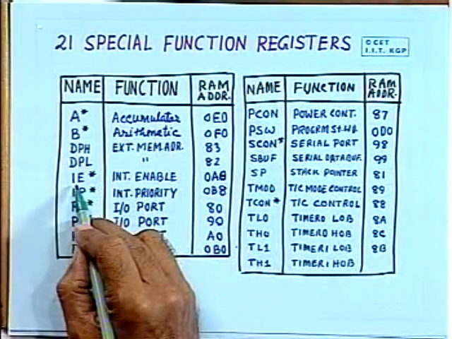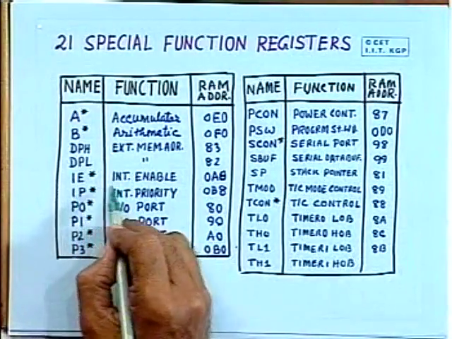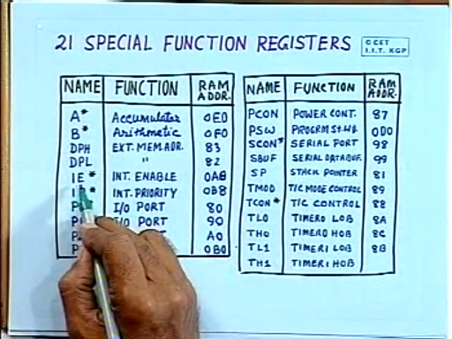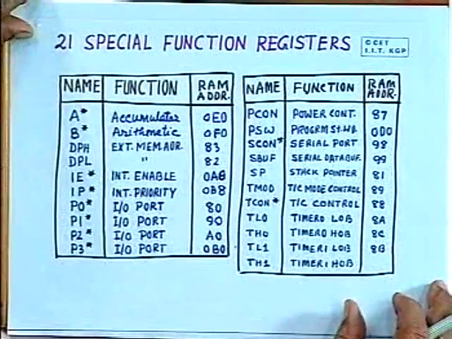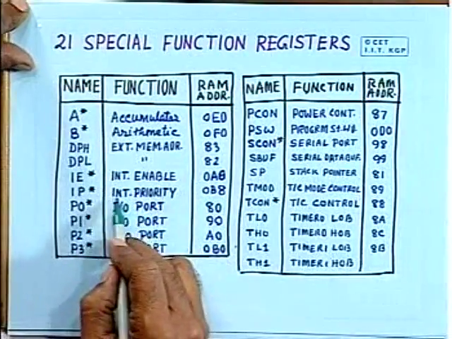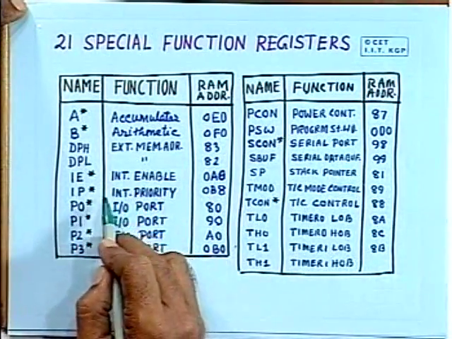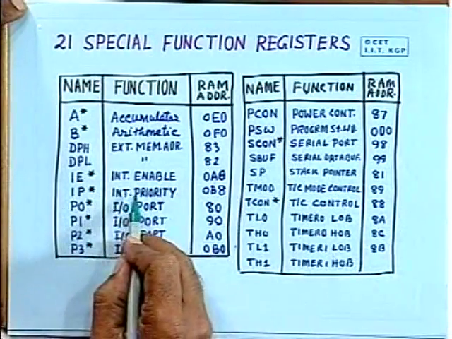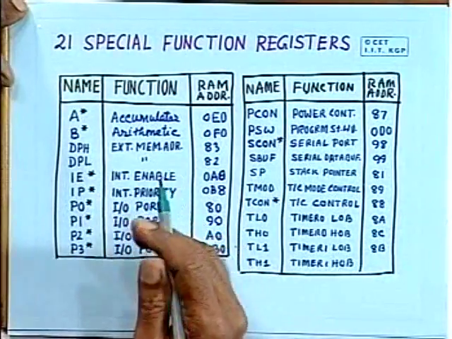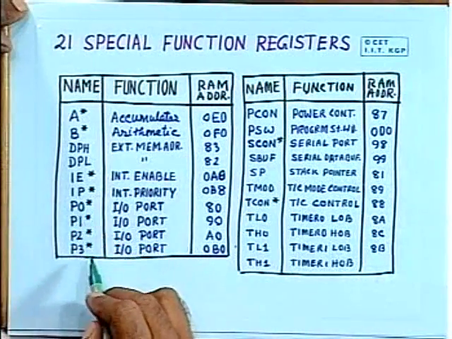Then you have got interrupt enable, IE. We shall see how by using this interrupt enable register you can enable or disable interrupts. Then IP stands for interrupt priority, with the help of which the priority of these various interrupts can be assigned. Later on we shall see you have got 2 levels of interrupts. The priority can be assigned with the help of this register IP.